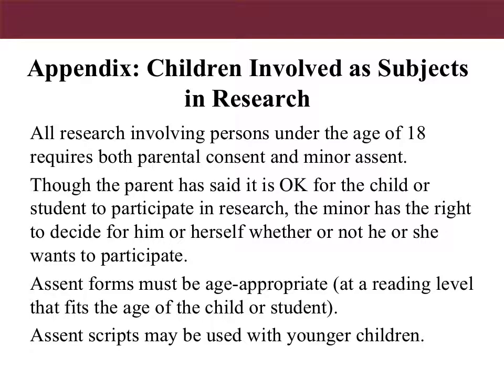All research involving persons under the age of 18 requires both parental consent and minor assent. Though the parent has said it is okay for the child or student to participate in research, the minor has the right to decide for him or herself whether or not he or she wants to participate. Assent forms must be age appropriate, at a reading level that fits the age of the child or student. Assent scripts may be used with younger children.